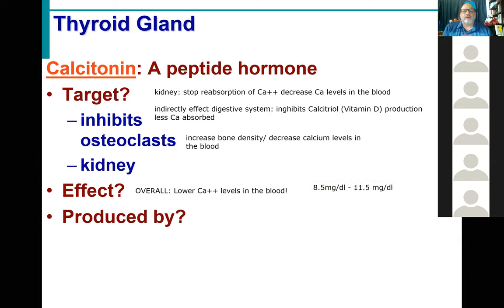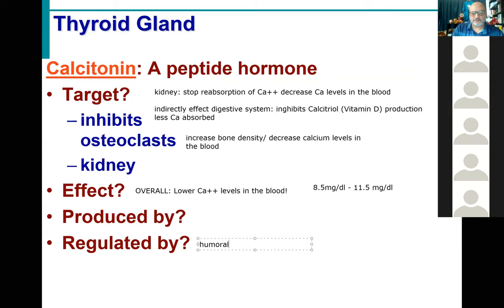Now, as I mentioned, these are produced by those parafollicular cells, the ones outside the follicle, so a different cell within the gland. And not surprisingly then, it is going to be regulated differently as well. How are calcitonin levels going to be regulated in the blood? Immoral. Okay, and you get partial credit for that on the exam. What do you need for the other part of the point? Hormonal. No, humoral, the calcium levels.